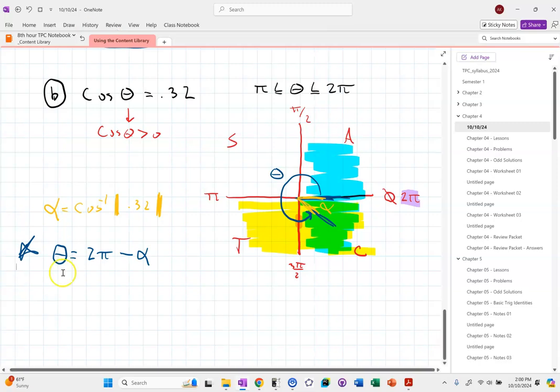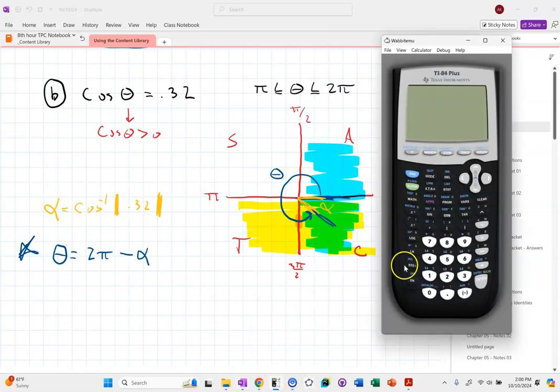So I go to my calculator now. So 2 pi minus alpha. So cosine inverse of 0.32. Mr. Kulik, what happened to the absolute values? Just did it in my head. Not going to type it in the calculator anymore. So I get 504.